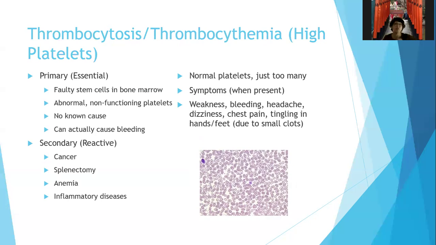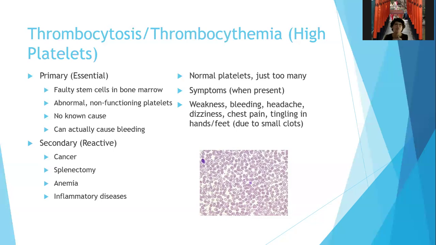High platelets, you can have primary or secondary. Primary, you're born with it, probably. Faulty stem cells in the bone marrow produce abnormal non-functioning platelets. It's idiopathic. It can actually cause bleeding, which is sort of counterintuitive, but you have non-functioning platelets, they're not going to do what they're supposed to do and clot.